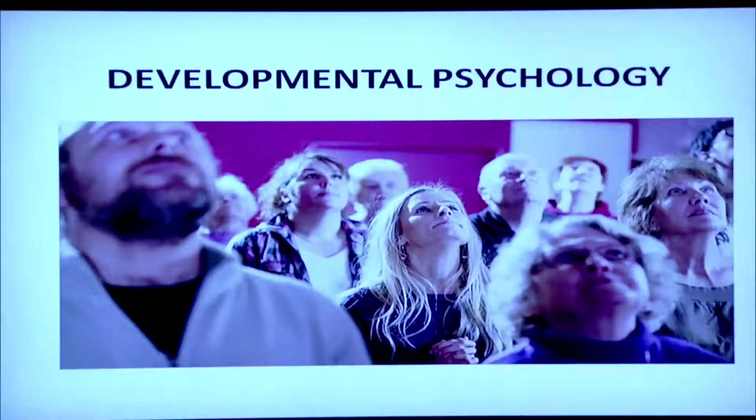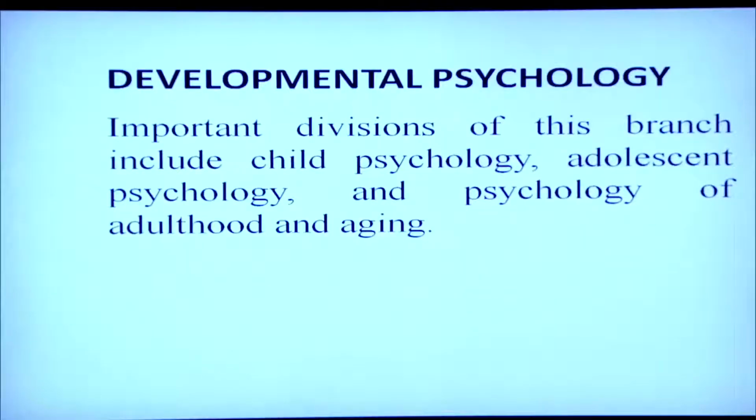The other way of studying the developmental changes is to study people of different age groups. The first approach is called longitudinal and the second is called cross sectional. Why is the other one called cross sectional? Because we try to understand the developmental processes by taking into consideration the people belonging to different age groups. The important divisions of this branch include child psychology, adolescent psychology and psychology of adulthood and aging. This means that we have taken all the age groups.